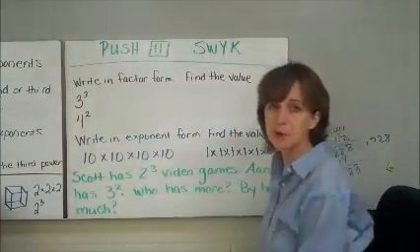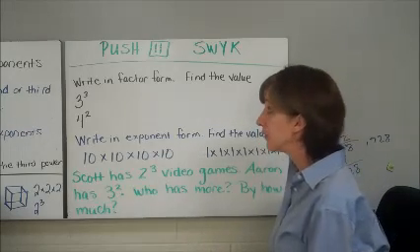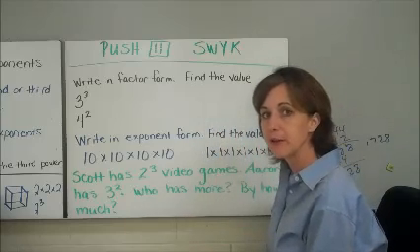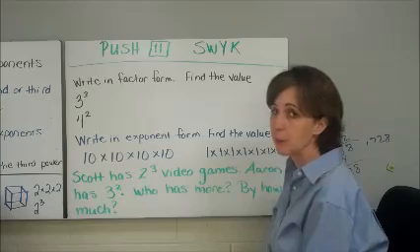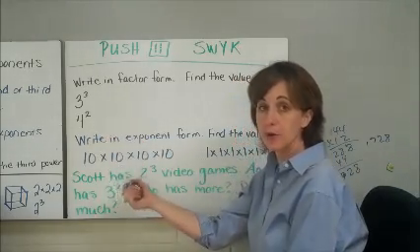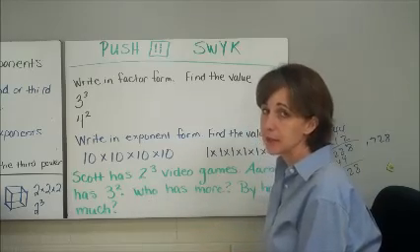So it's time to push pause and show what you know. Write in factor form and then find the value. Find the value means find out how much it's worth. Writing how much it's worth would be writing it in standard form. Let's try it. 3 to the third power or 3 cubed. Either answer is correct. Very often it's said 3 cubed.